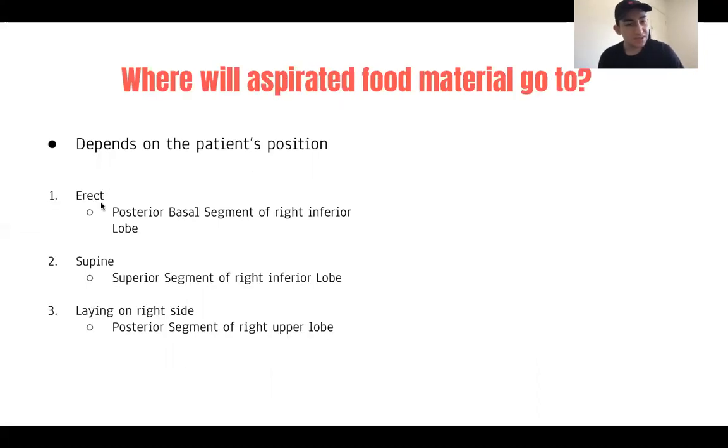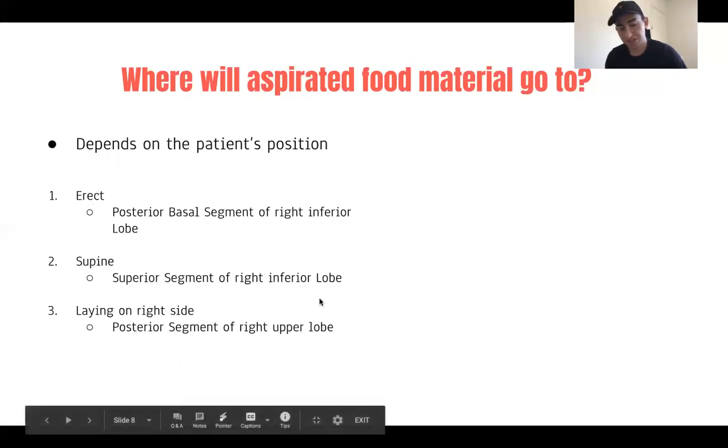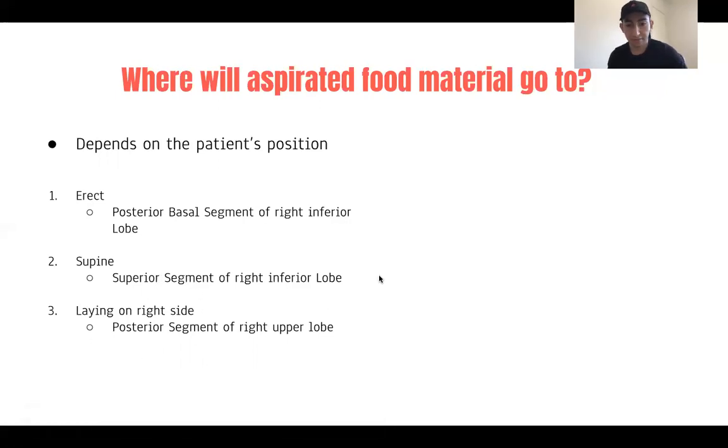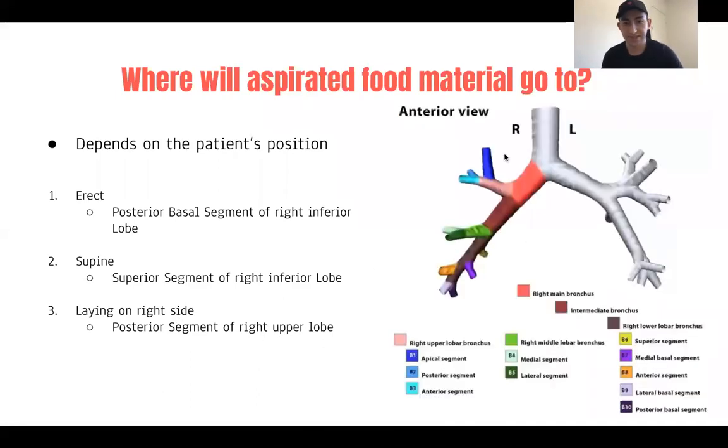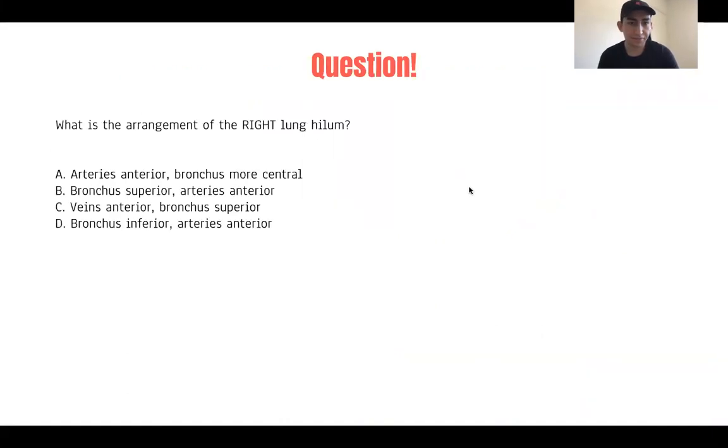We've already talked about this. If a person is erect, it's more likely to go in the posterior basal segment. If supine, the superior segment; and if the person is lying on the right side, the posterior segment of the right upper lobe, whereas otherwise it is all of the right lower lobe. And here's just a diagram of that. You can see it makes sense if you imagine a person lying down. Just think of if you dropped a marble, where would it go.